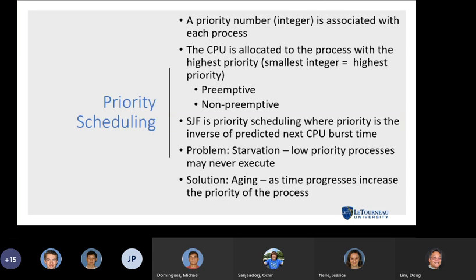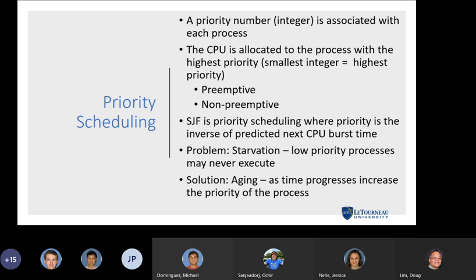So one of the ways that we handle this is by giving a priority number, which is associated with each process. The CPU is allocated to the process with the highest priority. Basically, in this particular example, the smallest integer is the highest priority, and then we worry about preemptive or non-preemptive. And then shortest job first is priority scheduling, basically giving a higher priority based on the inverse of the predicted next CPU burst time. There is a problem with starvation, where a low priority process may never execute.